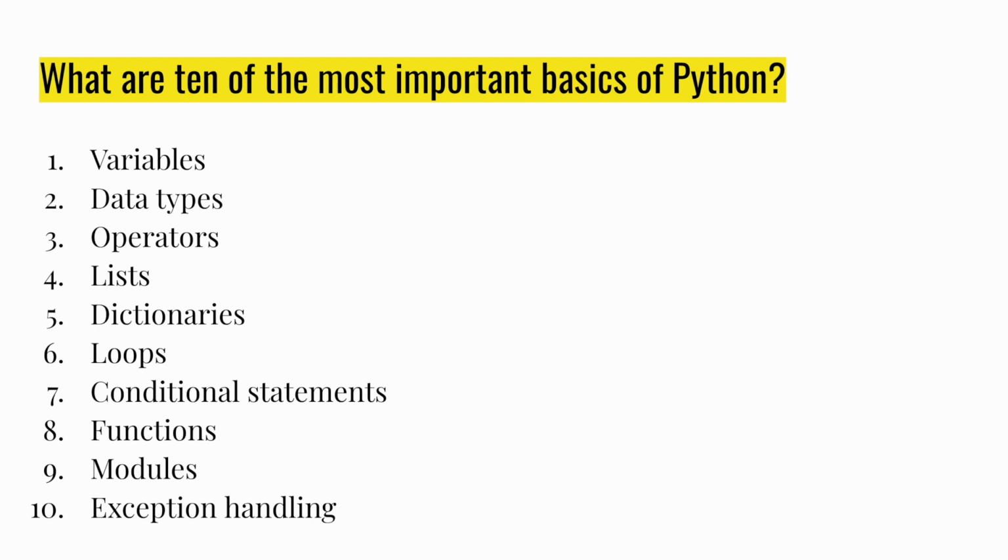So modules. Modules are files that contain Python code, so you can use modules to break up a large program into smaller, more manageable chunks of code. Okay? And exception handling. Exception handling allows you to anticipate and handle errors that may occur in your Python program. This can help you prevent your program from crashing and make it more robust.